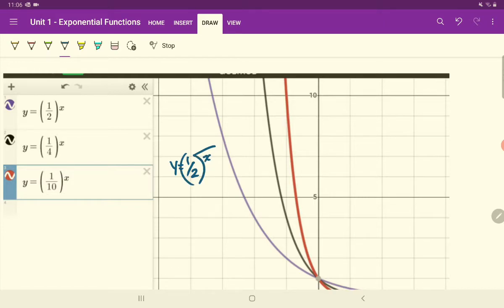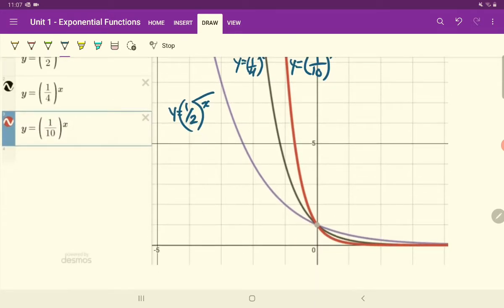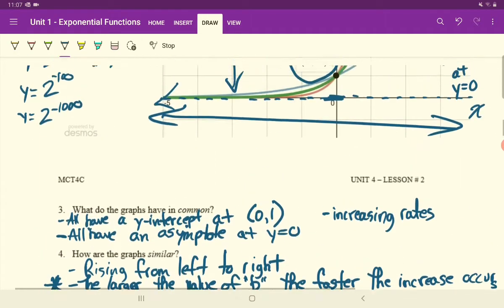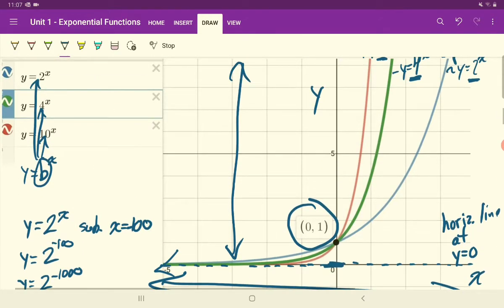All right, the black curve is y equals 1/4 to the power of x, and then the red curve is y equals 1/10 to the power of x. So let's look at this and analyze it. They all seem to, again, have the same y-intercept. And by the way, I didn't go over this last time, and I really should: why do they have the same y-intercept? Well, let's think about what the y-intercept means.